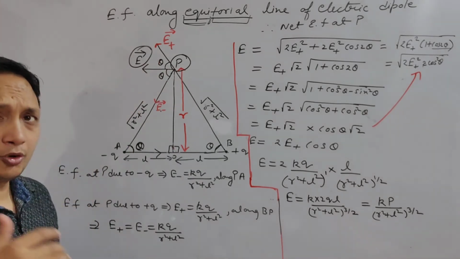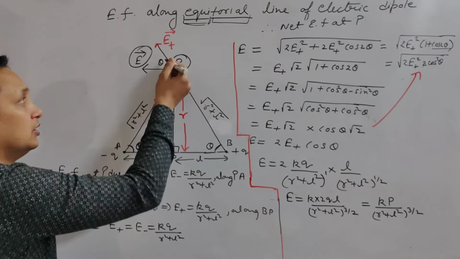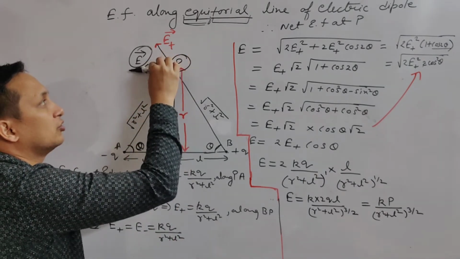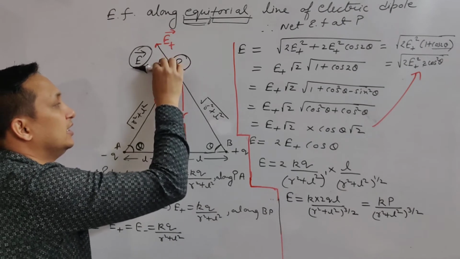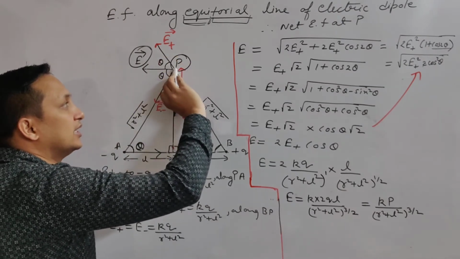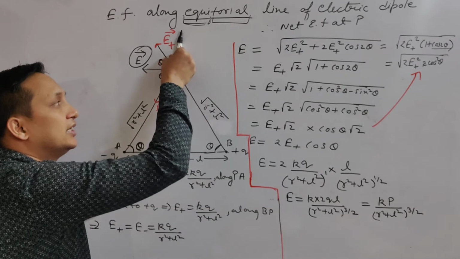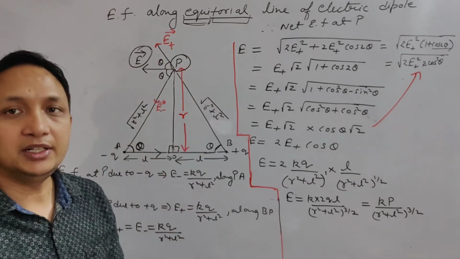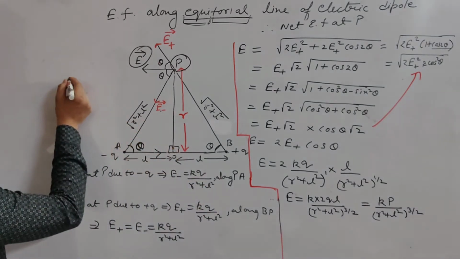Now you can do it from one more side. You can resolve this E plus and E minus into components: E plus cos theta, E plus sin theta, E minus cos theta, E minus sin theta. The E plus sin theta and E minus sin theta will be cancelling out, and you will be getting the net resultant field E plus cos theta. Quickly we will be doing that also.